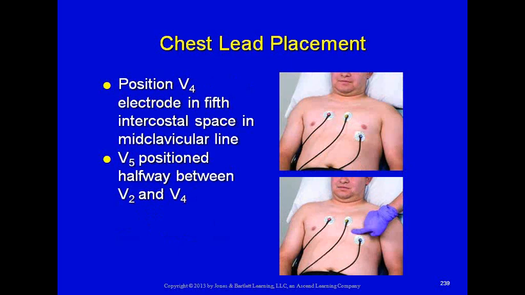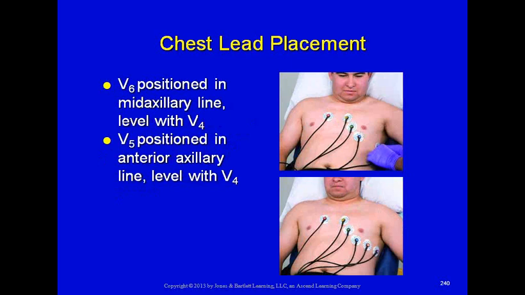And then V3 is positioned halfway between V2 and V4. So they've got that wrong on the slide here. V3 is positioned halfway between V2 and V4.